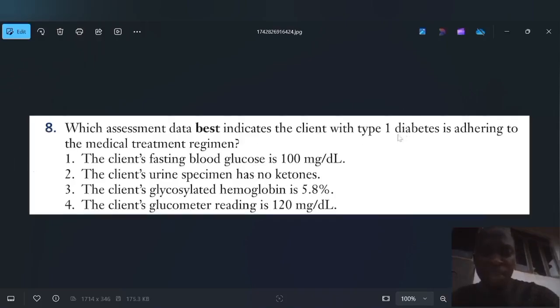No, we're in type 1 diabetes, so that's expected. If you look at number 4, client's glucometer reading is 120 mgs. The normal one is 70 to 110 mgs per deciliter. So this one was way above. So the best answer was number 3. So whenever you read this question, adhering to the medical treatment regimen, think of glycosylated hemoglobin.